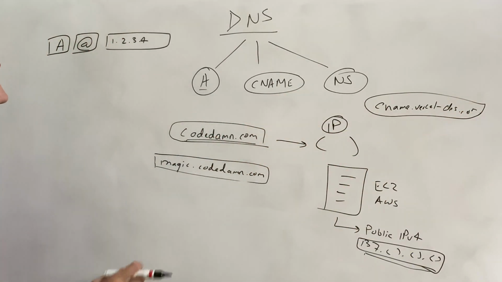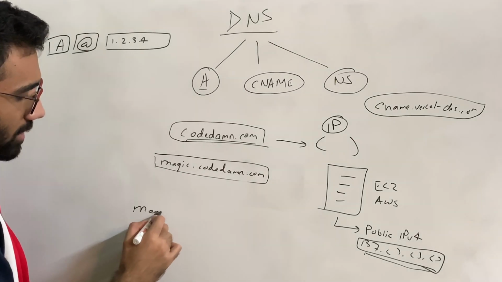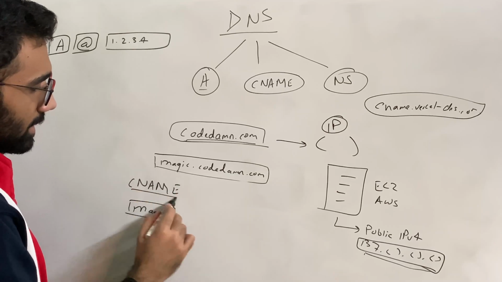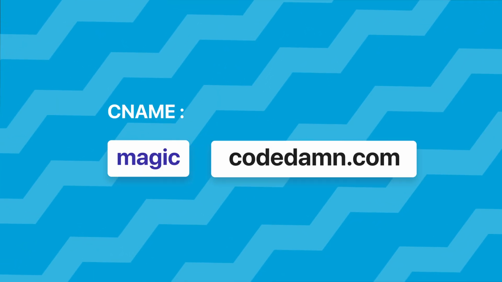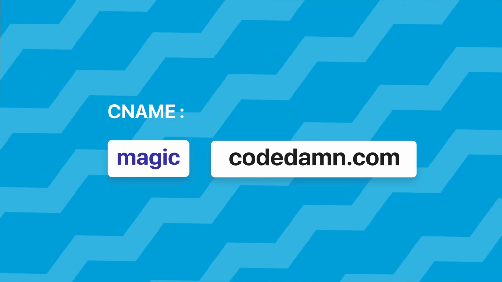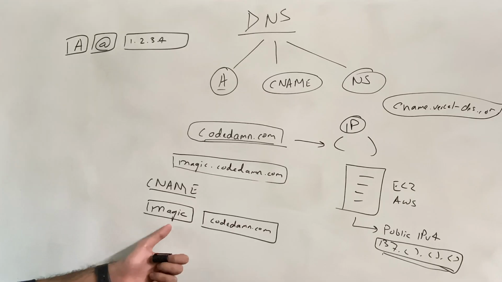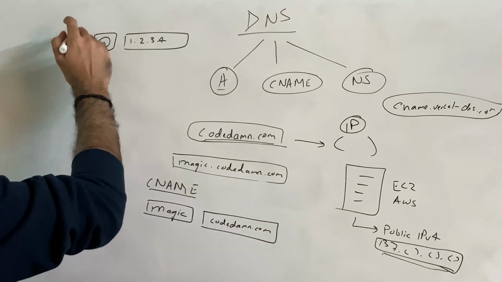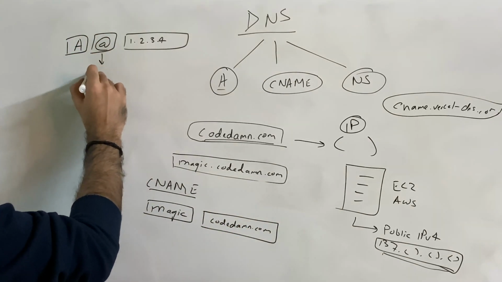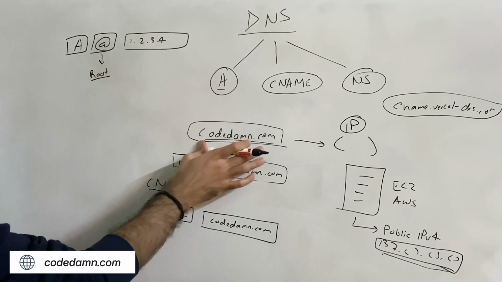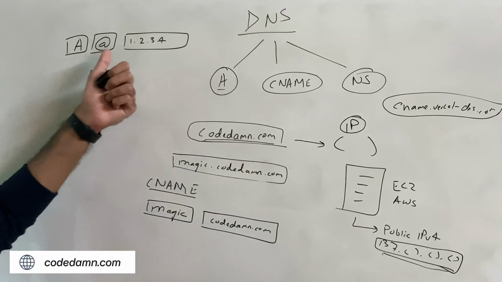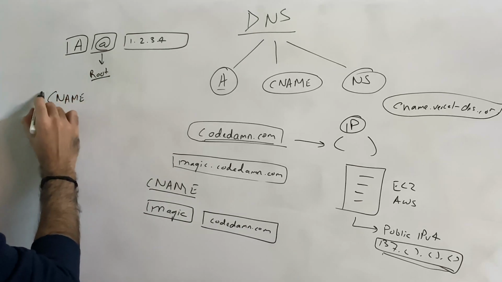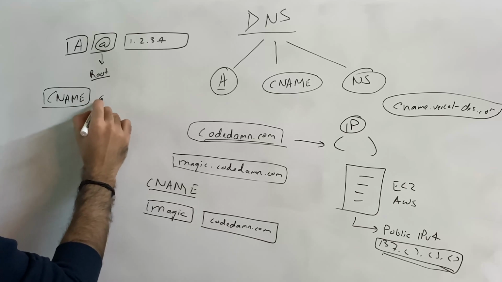But the point I'm trying to make is that if you go to your DNS now, and you enter magic as a CNAME record and enter the domain as codedamn.com, what you have essentially done is not provide an IP address to magic.codedamn.com, right? In this case, the @ signifies the root domain, which is just codedamn.com. You created an A record with an IP address mapping, but for the magic domain, you just created a CNAME.